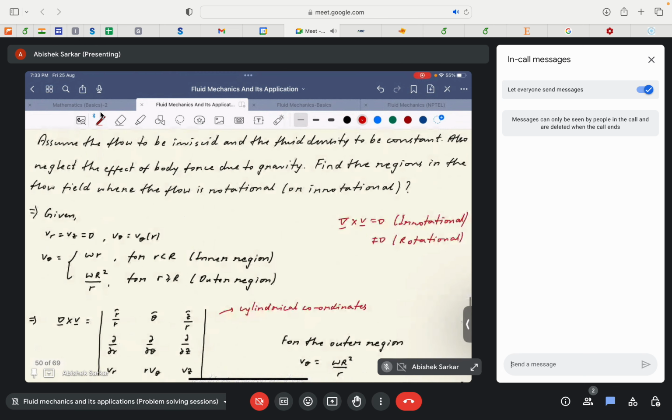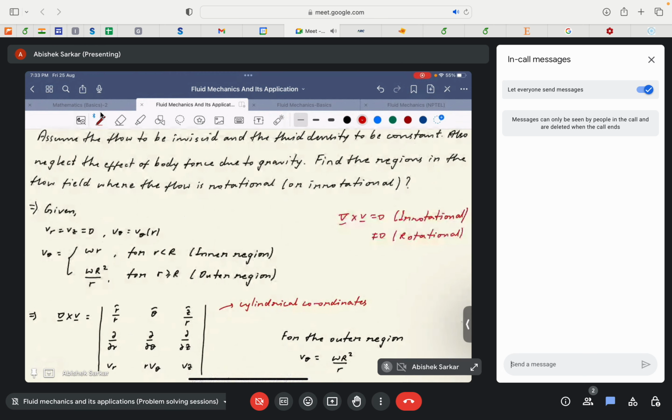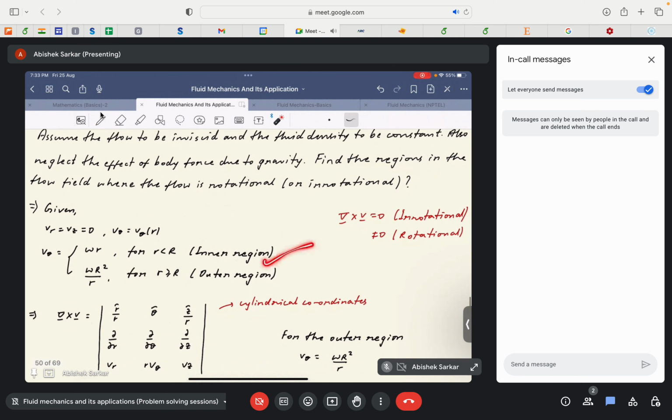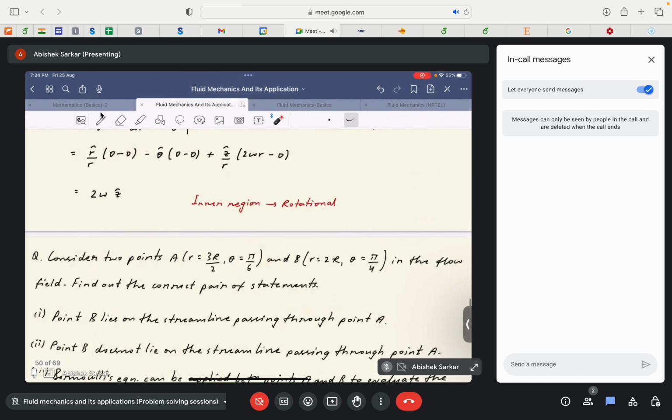So the first part of the question is at least solved. We have found out which among the two regions are rotational or irrotational. We find that the inner region is rotational and the outer region is irrotational. Okay, so now the continuation of this question.